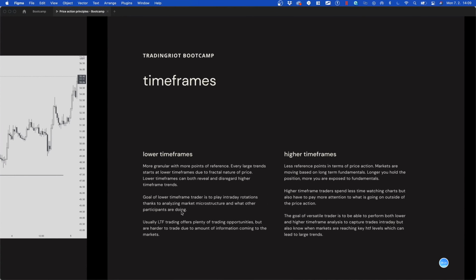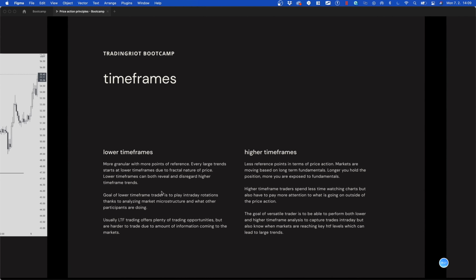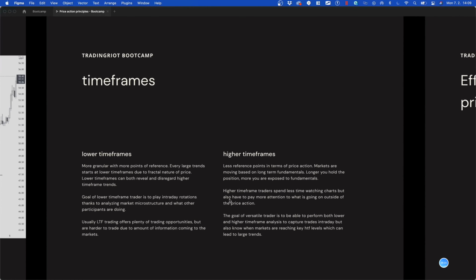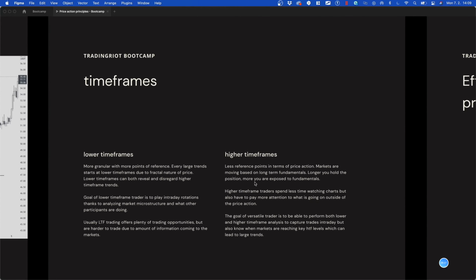So when you are trading lower time frames, you are exposed to a lot of information, and you need to be able to filter it out, which is done by using any sort of higher time frames or any key reference point in your trading. The higher time frames have less reference in terms of price action. Markets are moving based on long-term fundamentals.